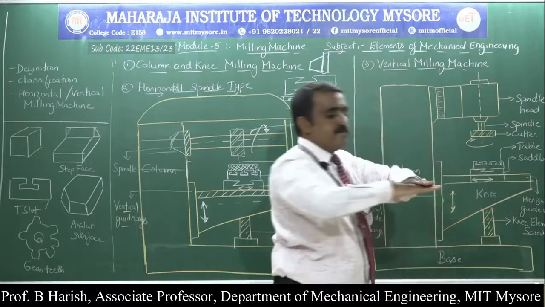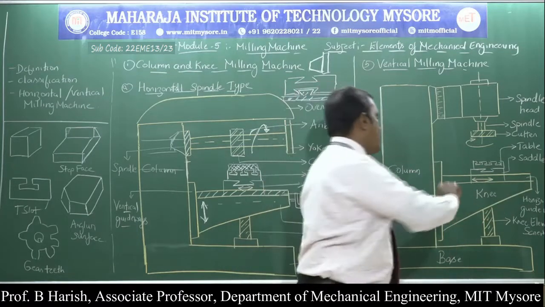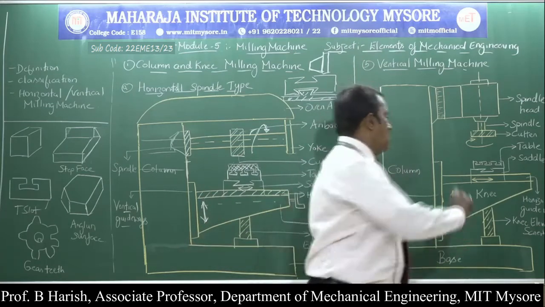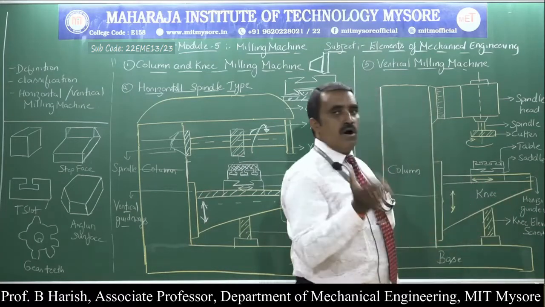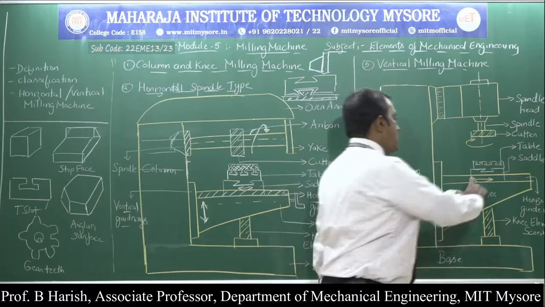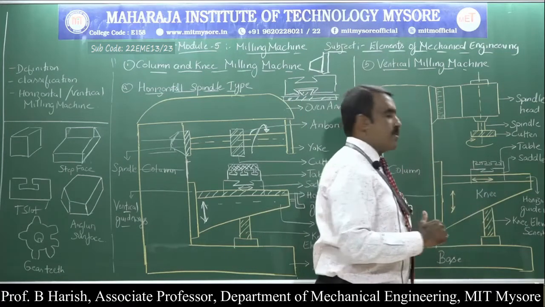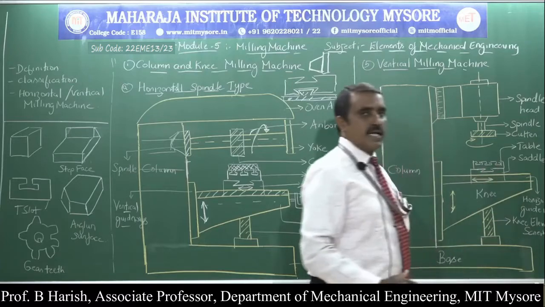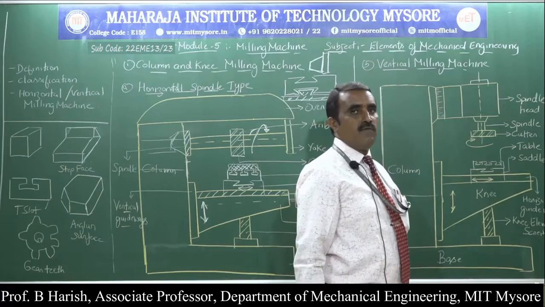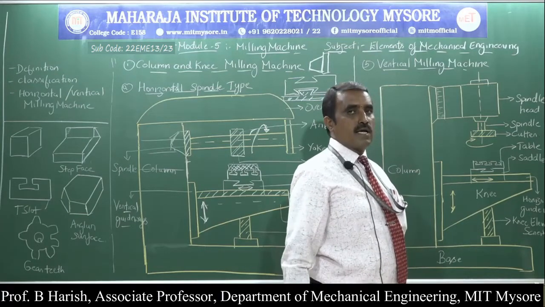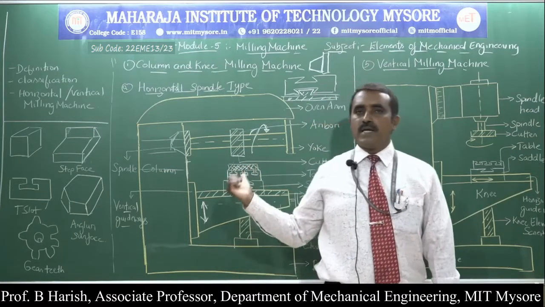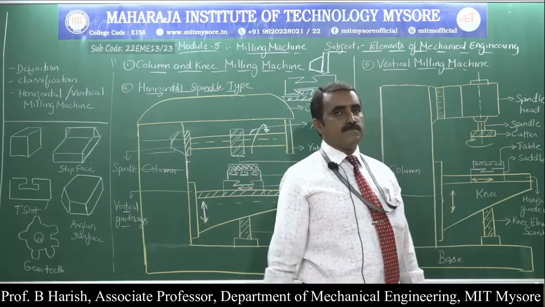On the top surface of the knee, you have the horizontal guideways, once again similar to your horizontal milling machine. On the top surface of the horizontal guideways, you will have the saddle, similar to the previous case. On the saddle you will have the table. The top surface of the table will have slots. So these are the common parts when compared with the horizontal milling machine.